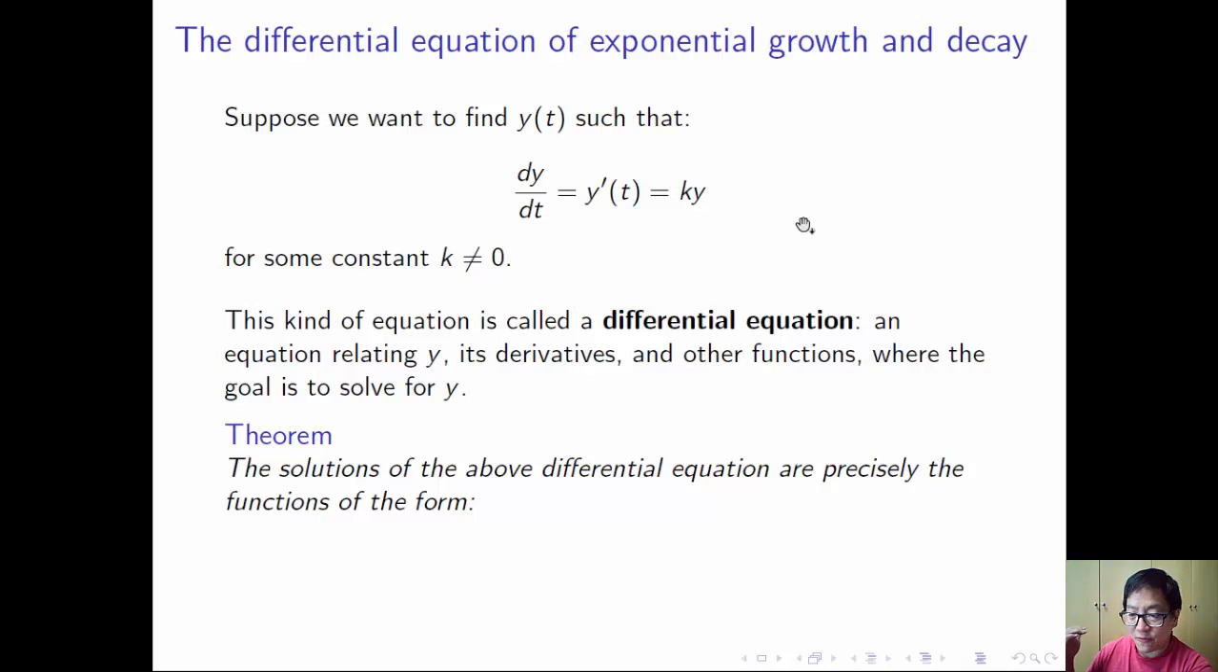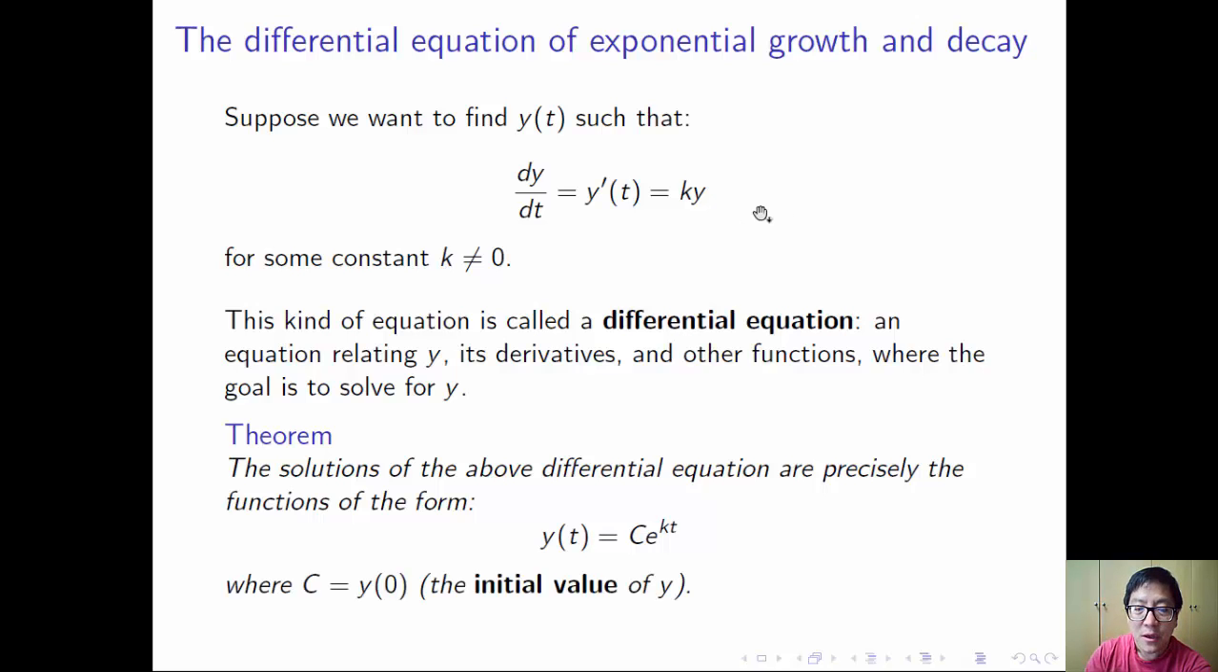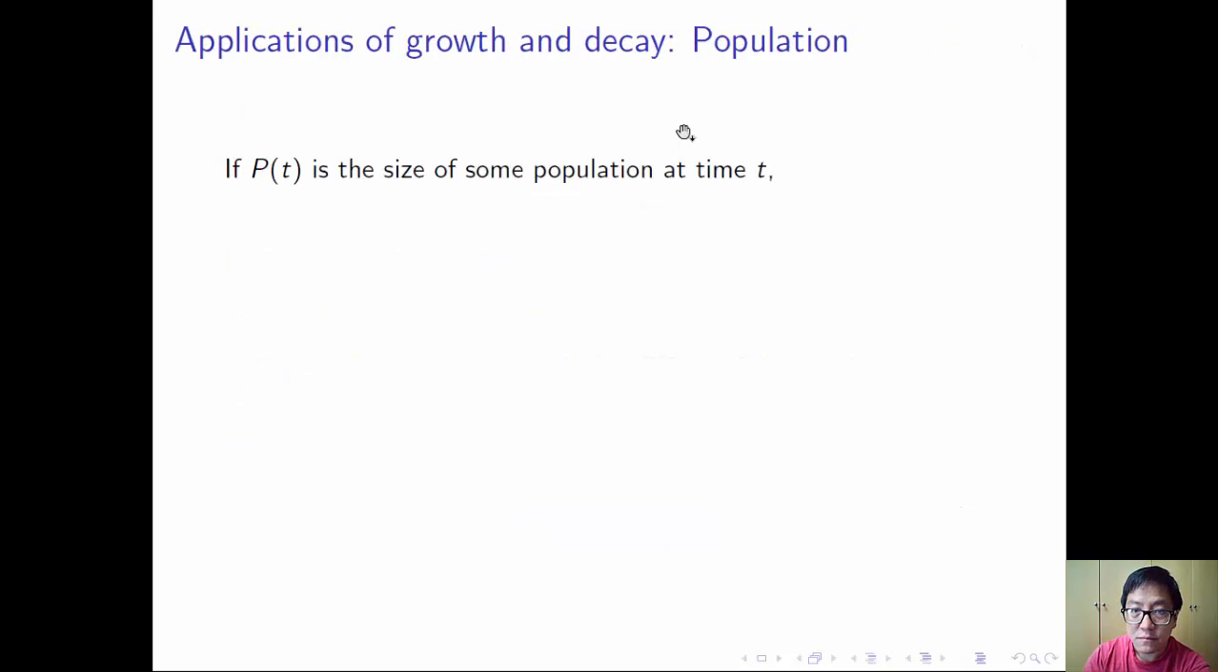So what is the solution to that? Fortunately, there actually is a nice solution in all cases. The solutions of the differential equation of exponential growth and decay are precisely the functions of the form y of t equals c times e to the kt, where c is equal to y of 0, the initial value of y, and the constant k is the constant k that shows up in the equation itself.